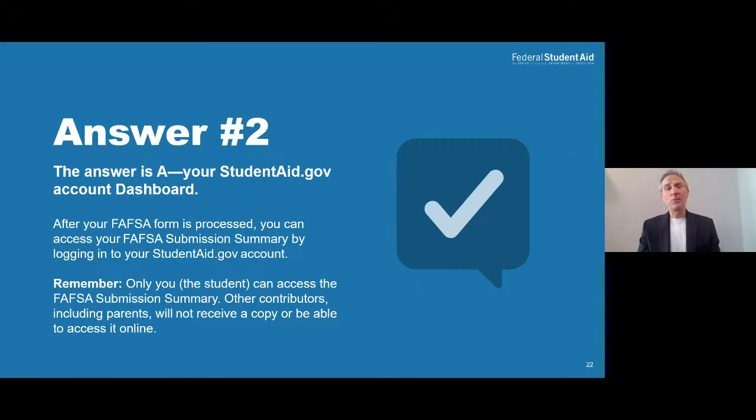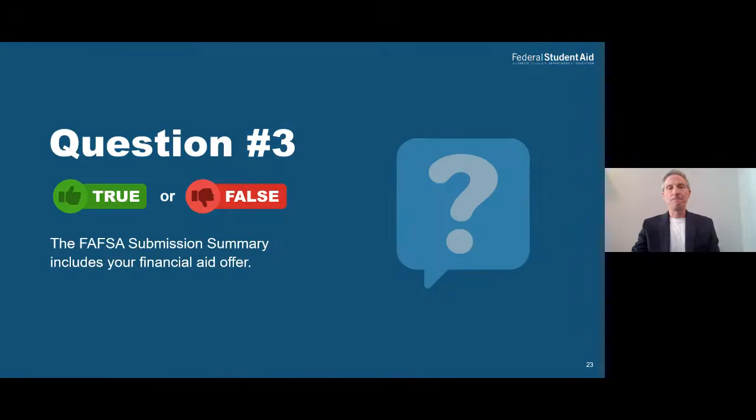Well, hopefully the information shared earlier led you to say that the answer is A, your studentaid.gov account dashboard. Remember, after your FAFSA form is processed, you'll be able to access your FAFSA submission summary by logging in to your studentaid.gov account. It's important to remember that only you, the student, can access the FAFSA submission summary. Remember, I mentioned that your other contributors, even your parents, will not receive a copy nor be able to access your FAFSA submission summary online.